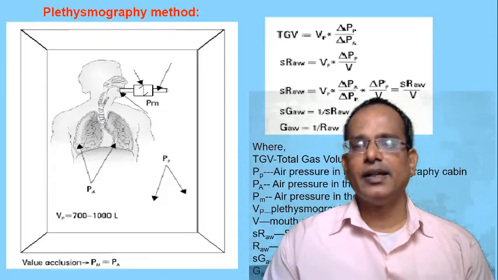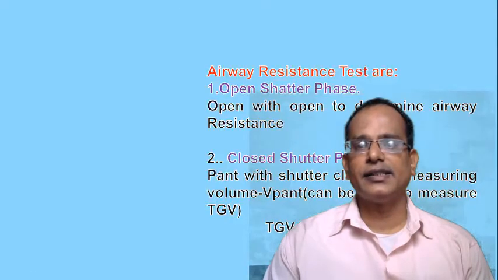Here the airway conductance is inversely proportional to the airway resistance. That is what is shown in the formula. So this indicates that airflow is inversely proportional to the airway resistance.